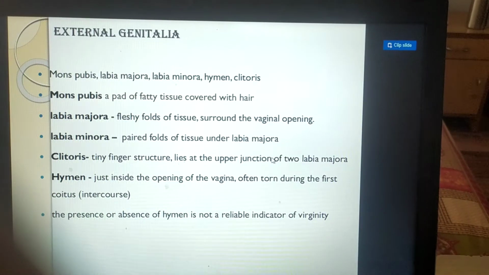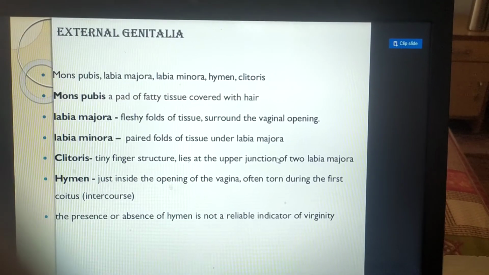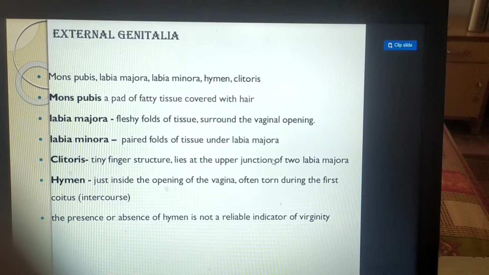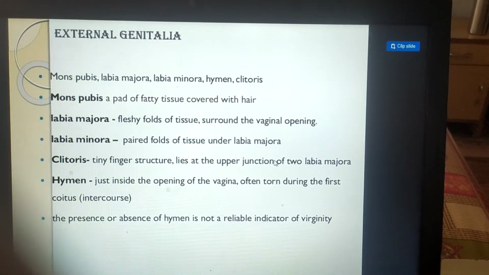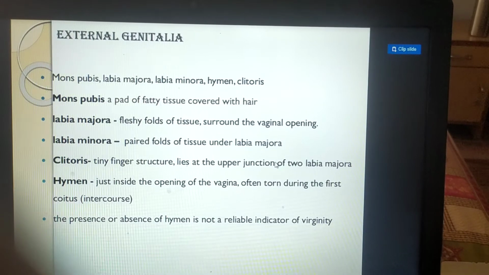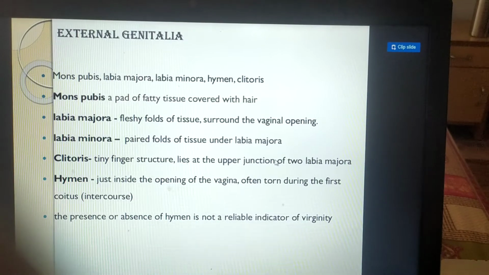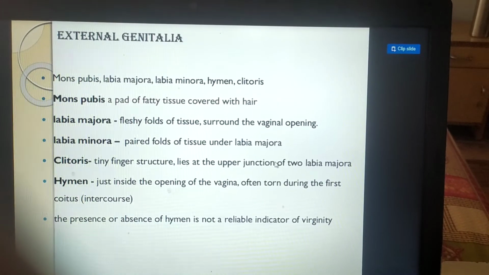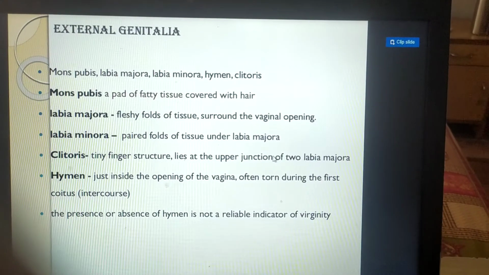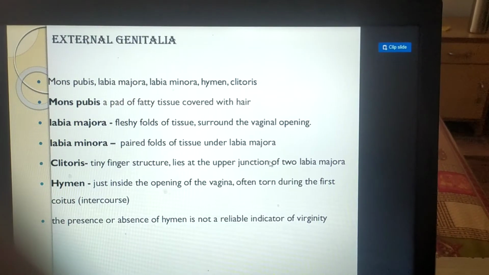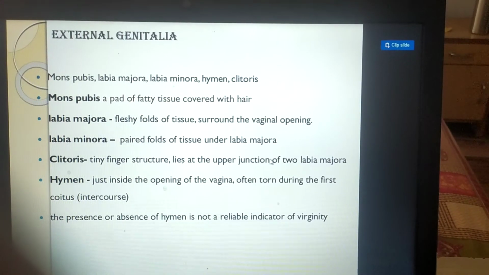The external genitalia include the mons pubis, labia majora, labia minora, hymen and clitoris. Mons pubis is a part of fatty tissue covered with hair. Second, labia majora are fleshy folds of tissue that surround the vaginal opening. Labia minora are present below the labia majora, the paired fold of tissue under the labia majora. Clitoris is a tiny finger-like structure that lies at the upper junction of the 2 labia majora.